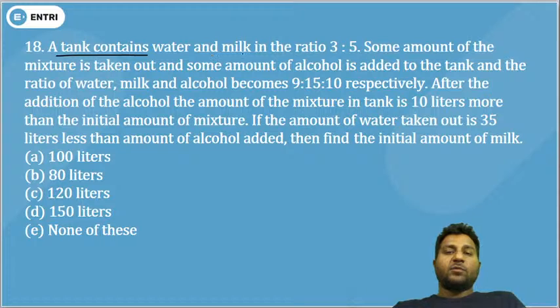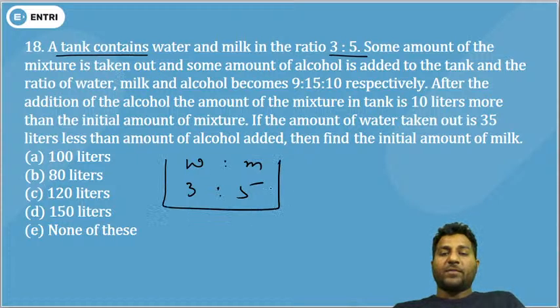A tank contains water and milk in the ratio 3:5. Some amount of the mixture is taken out and some amount of alcohol is added to the tank, and the ratio of water, milk and alcohol becomes... Look at this. Earlier water and milk was there in the ratio 3:5. Some amount of the mixture is taken out and some amount of alcohol is added. So if mixture is taken out, the ratio will remain intact. And the ratio of water, milk and alcohol will become 9, 15 and 10.